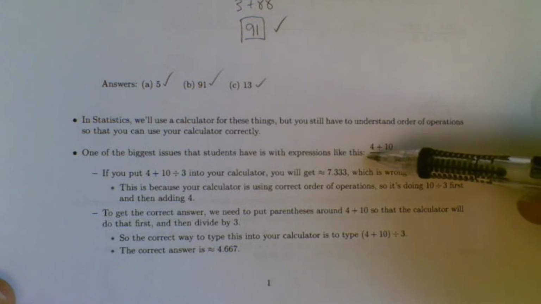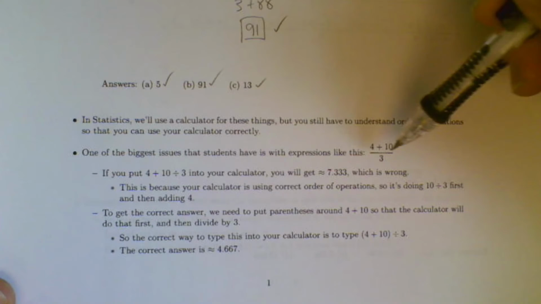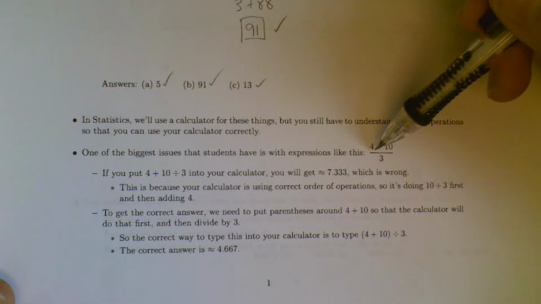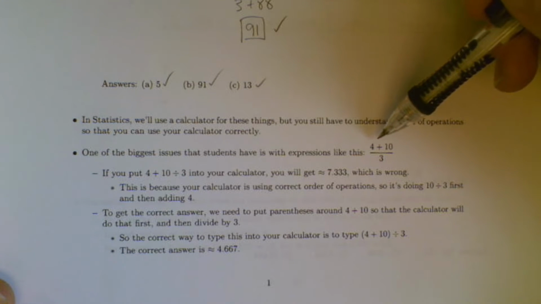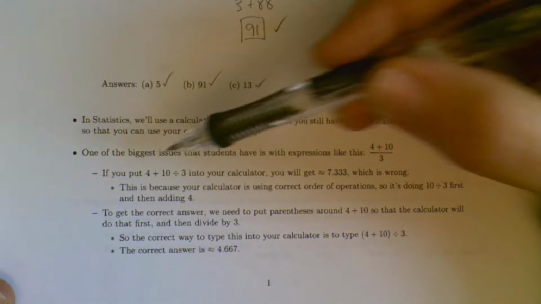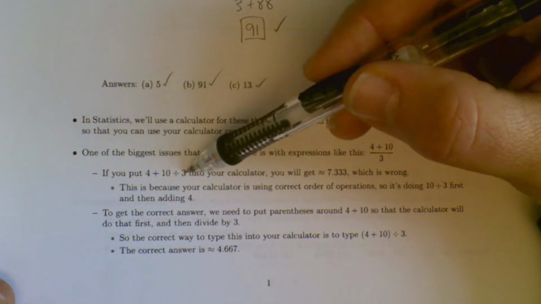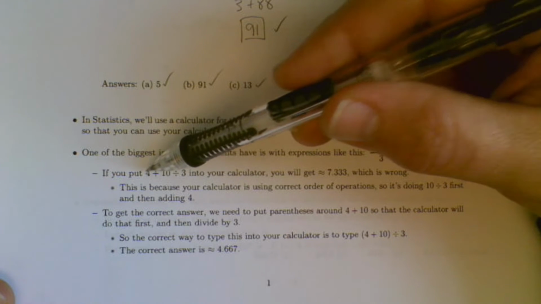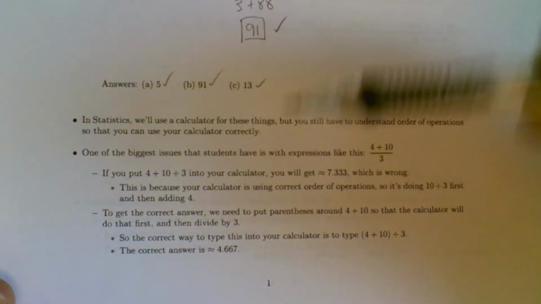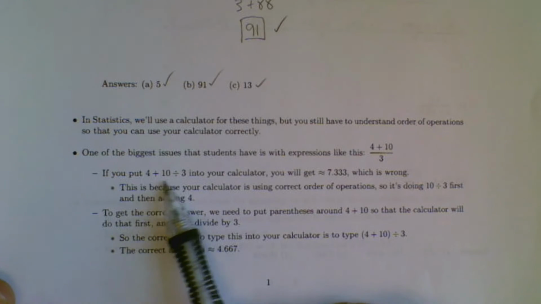Because as you can see from the way this is written, you should do the 4 plus 10 first. You have to simplify that numerator. You've got to do 4 plus 10 first to get 14, and then divide the 14 by the 3. If you just type it in this way, your calculator is just doing 10 divided by 3, and then it's adding 4. But that's not what you want. You want it to do the 4 plus 10, and then divide that by 3, which means you need parentheses around the 4 plus 10.